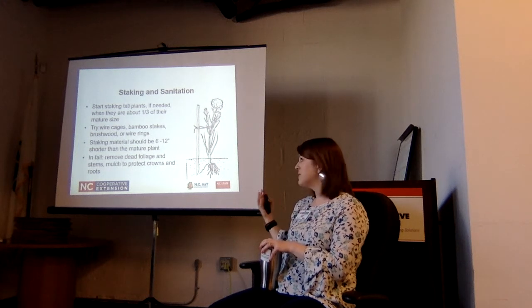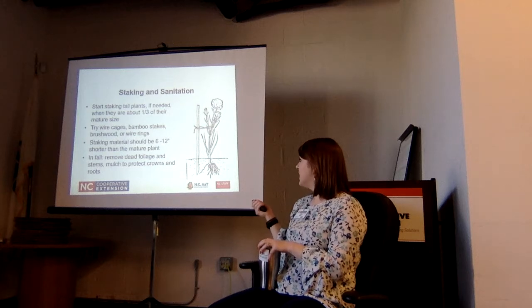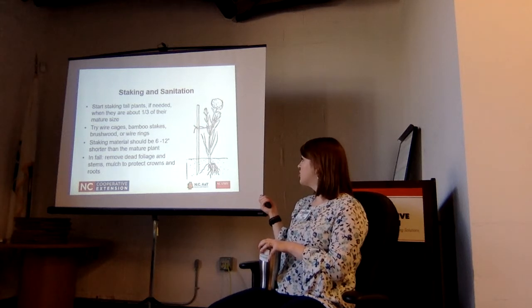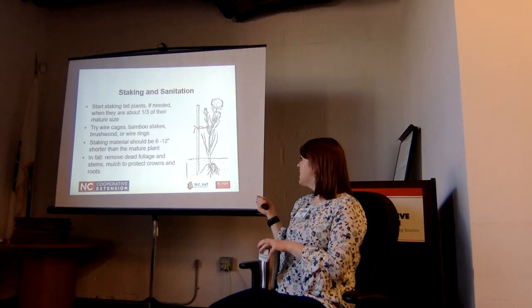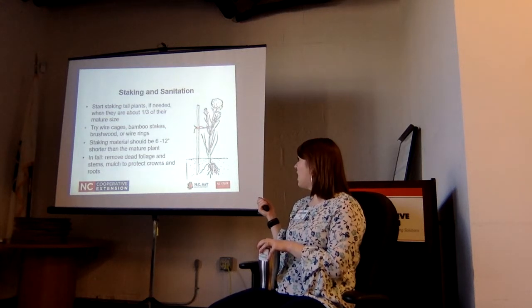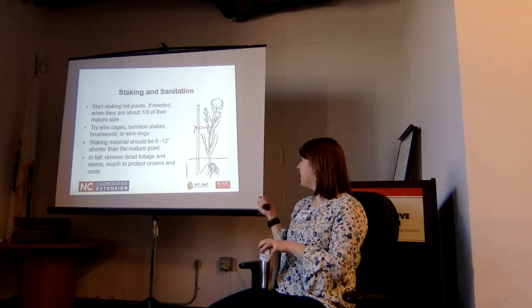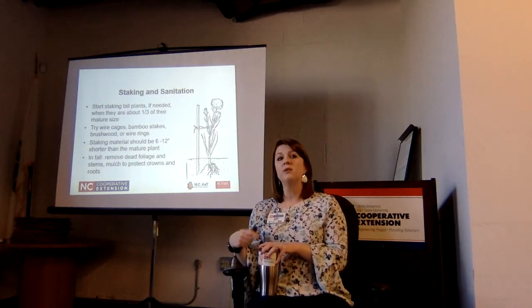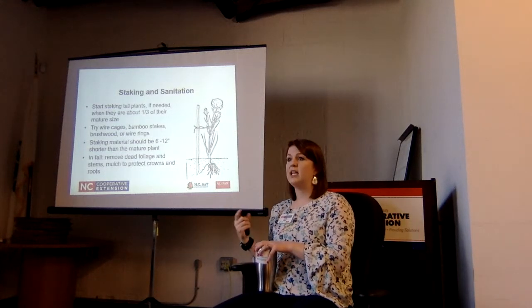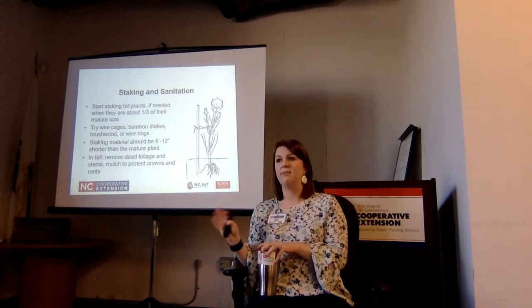There are several different types of stakes that you can use, but you basically want the stake to be about 6 to 12 inches shorter than the mature plant. Then you would tie a piece of string or twine around it in a figure 8 pattern. You loop it around the plant and then loop it back around the stake. Be careful not to tie it too tight.